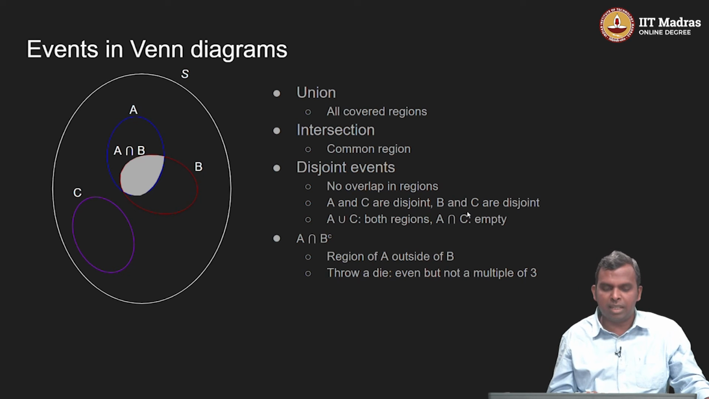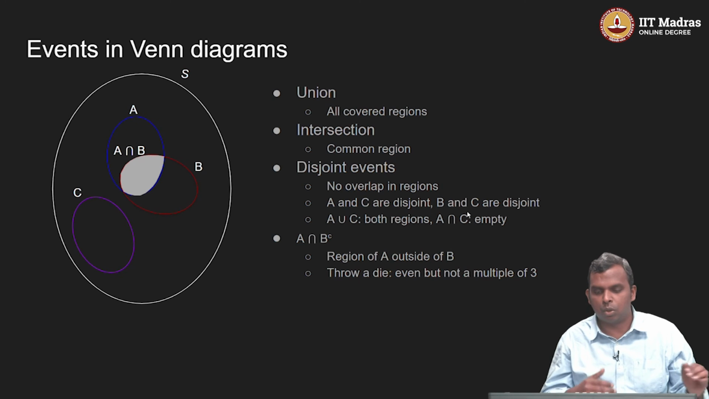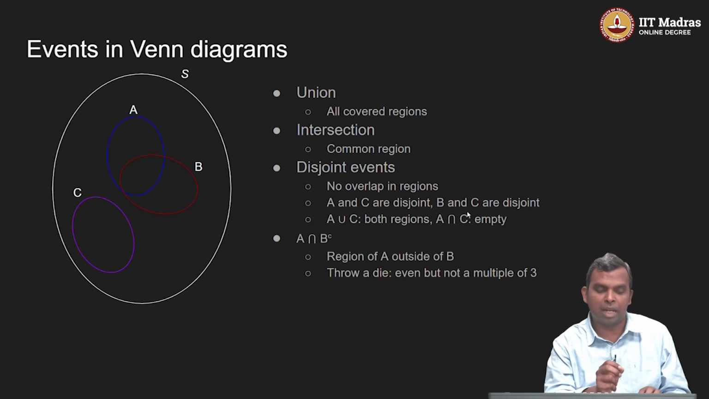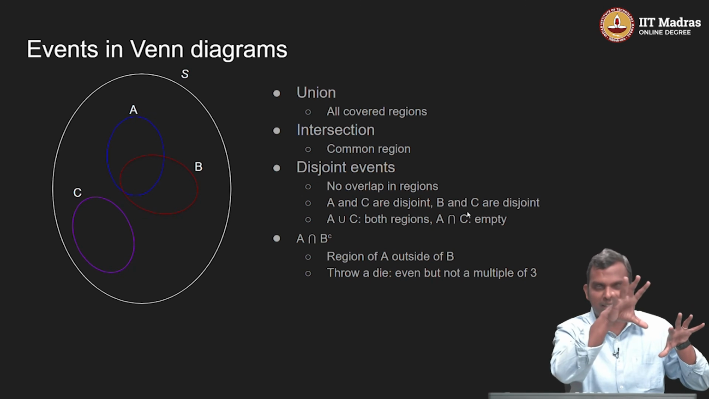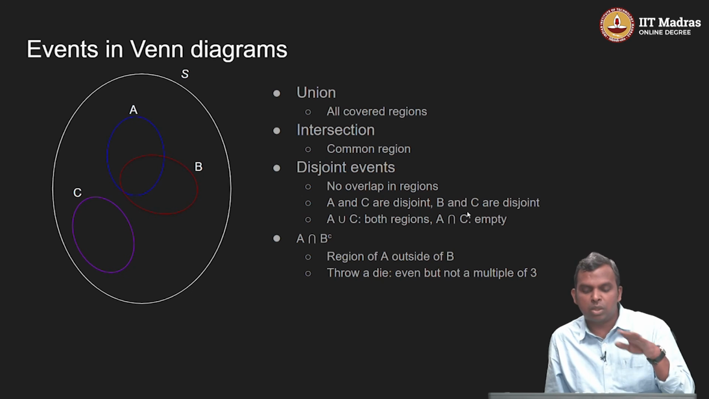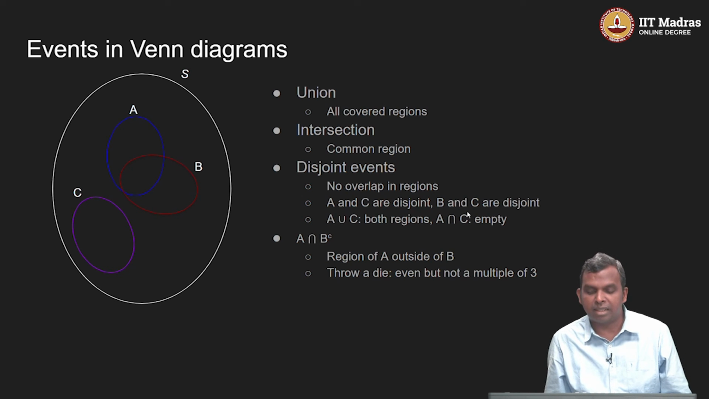Okay, you can see disjoint events, right? So there are A and C. There should be no overlap, right? So B and C is also disjoint. There's no overlap, right? So if I were to do A union C, what will happen? It will be everything inside C, everything inside A. Both of that will be there. Okay. So graphically, using the Venn diagram, you can do interesting things like A intersect B complement.